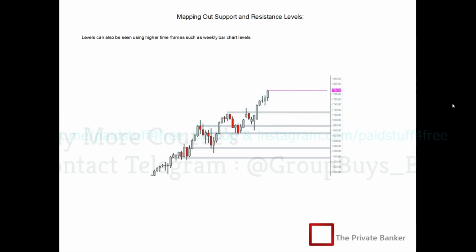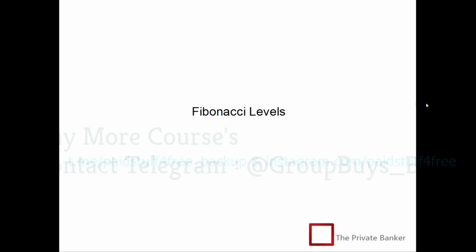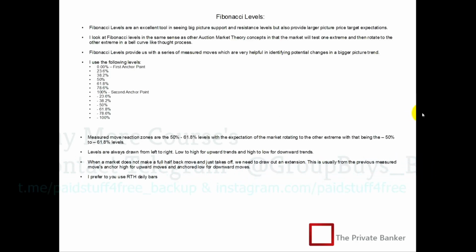Okay, so let's move forward here. Let's talk about Fibonacci levels. Again, you might be wondering, how are Fibonacci levels fitting in with the whole auction market theory process, and looking at the markets from a larger perspective and into the smaller perspective? And I think the answer to that is actually pretty simple. The way I use these is I look for the market to go from one extreme to the other. Standard bell curve type of thought process.